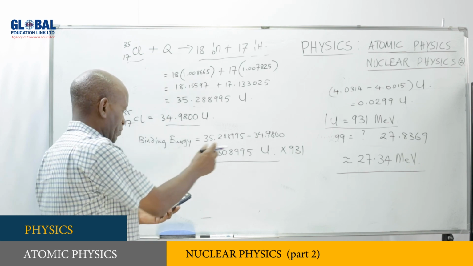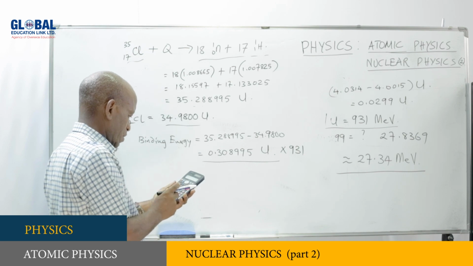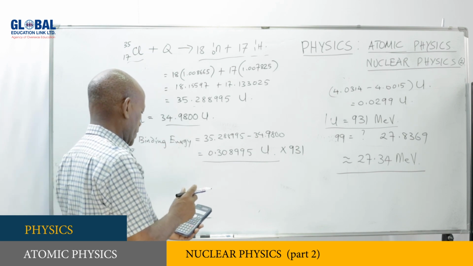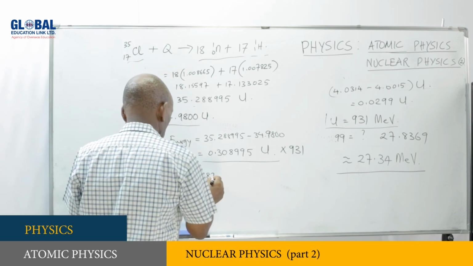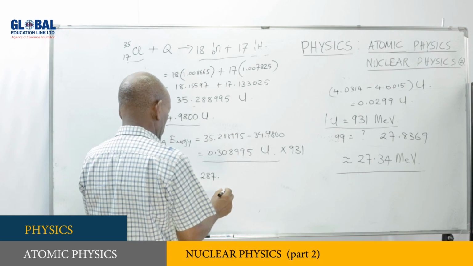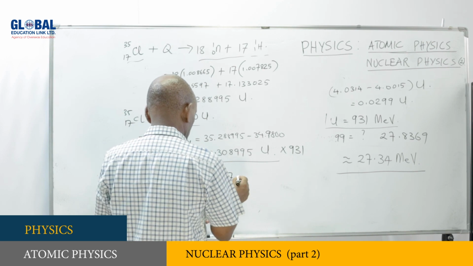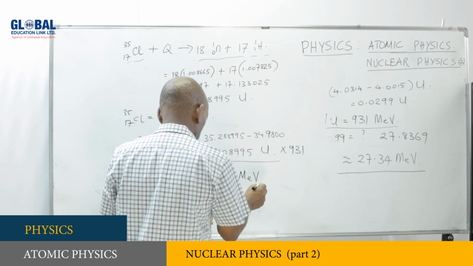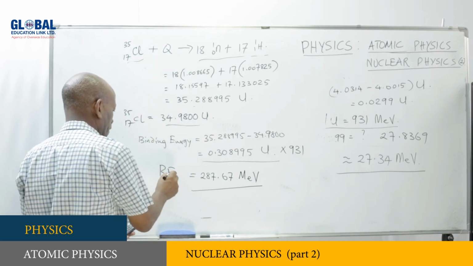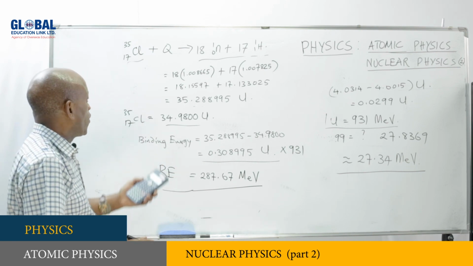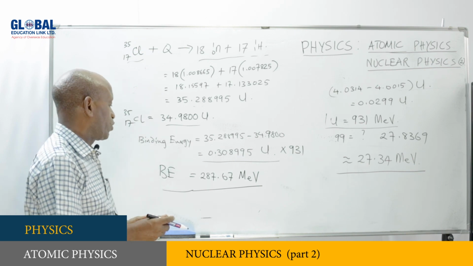So if I multiply this much times 931, we are going to get 287.6743. These are mega electron volt. So this will just be the actual binding energy. The actual binding energy for a chlorine will just be equal to this much.